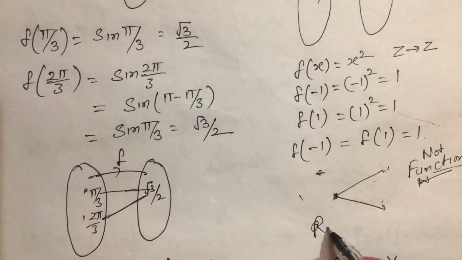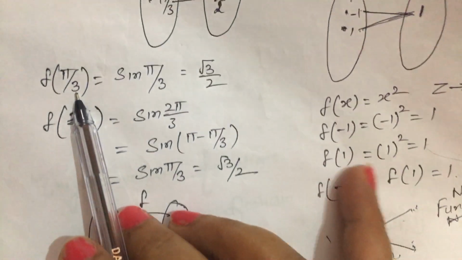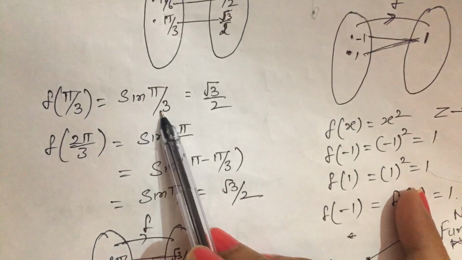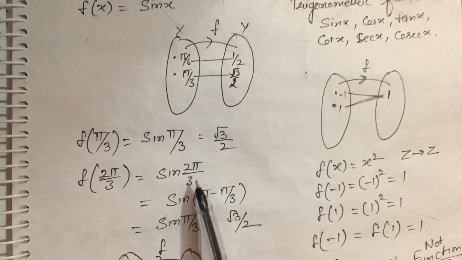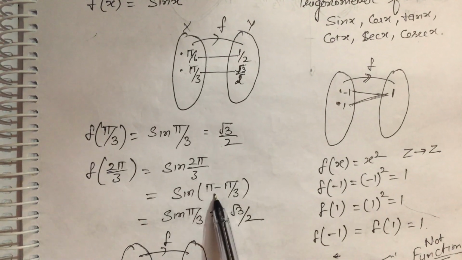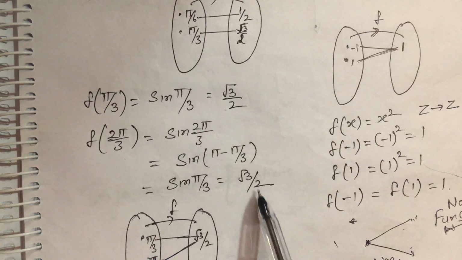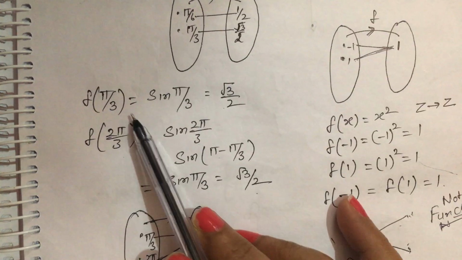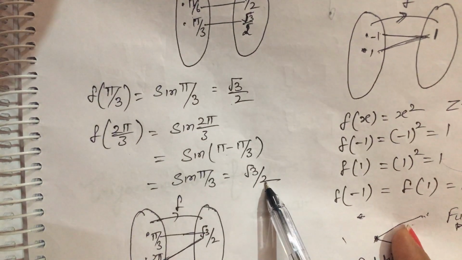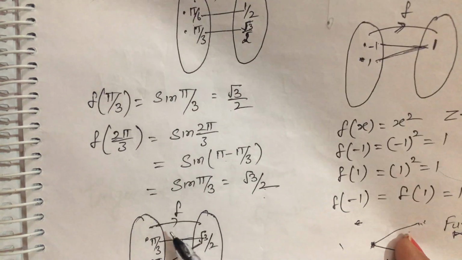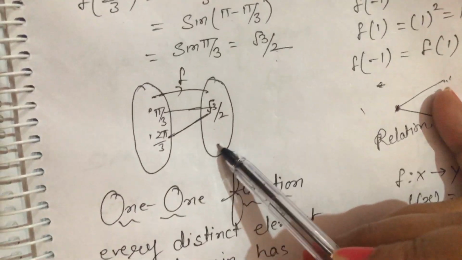Now we know that if we put x equal to pi by 3, sin pi by 3 is root 3 by 2. Sin 2 pi by 3, that means sin of pi minus pi by 3, is also sin pi by 3, and this is also root 3 by 2. So pi by 3 has image root 3 by 2, but 2 pi by 3 also has image root 3 by 2. This is a function, but this is not a one-one function.